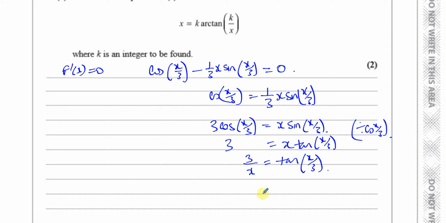Okay, and now I can say that the arctan of 3 over x is equal to x over 3. Arctan of 3 over x is equal to x over 3. I'm just going to explain something here that will make it clear.